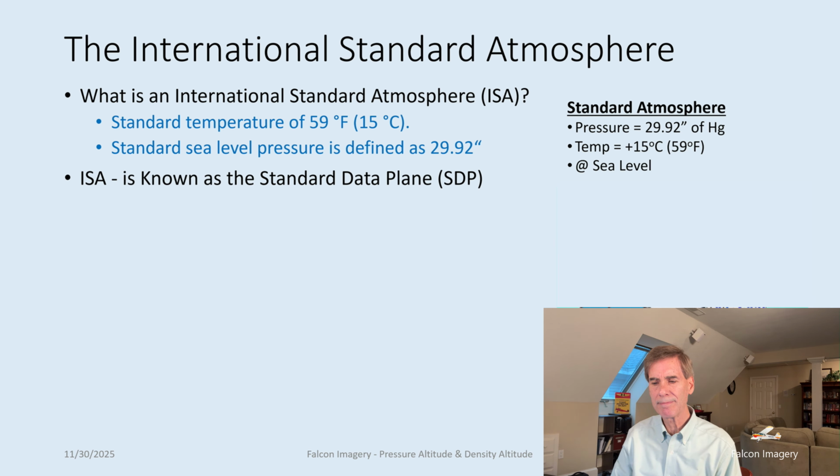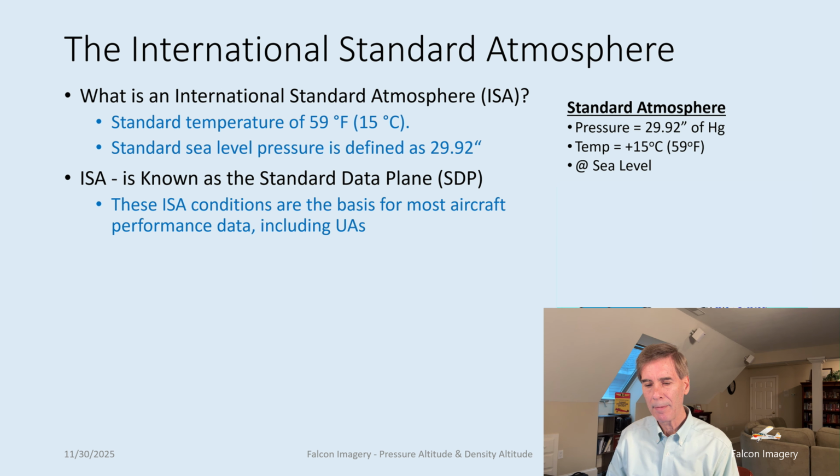This particular definition of an international standard atmosphere, or ISA, is known as the standard datum plane. So at sea level, with a standard datum plane, you've got 15 degrees Celsius and you have 29.92 inches of mercury. This is what is used for determining the performance of any aircraft, be it a manned aircraft or even an unmanned aircraft like a drone.